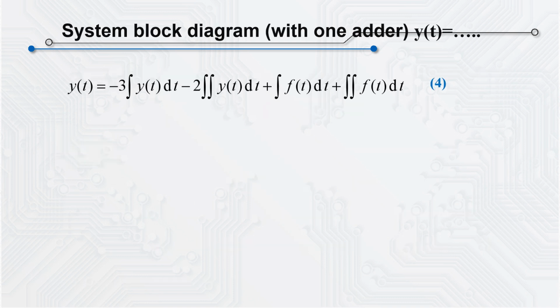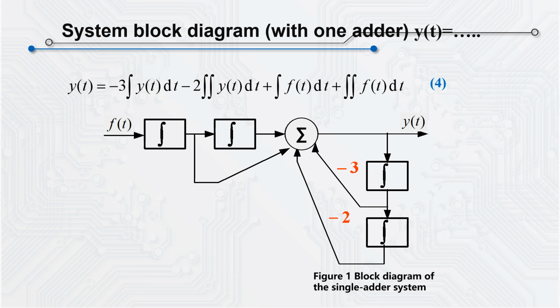Let's take a look at Formula 4. The left end of the Formula 4 is y(t). It can be regarded as the output of an adder. And the right side includes 4 items. It can be regarded as 4 inputs of a single adder. According to this principle, we can get figure 1, system block diagram of a single adder.